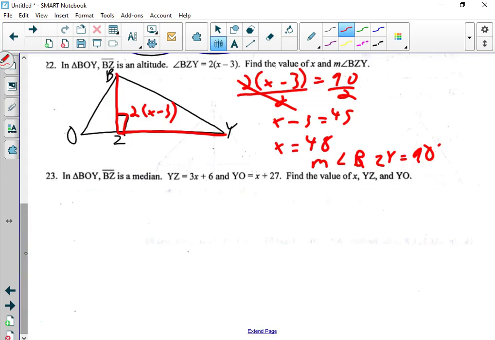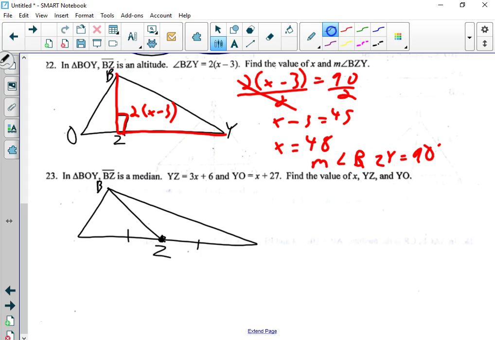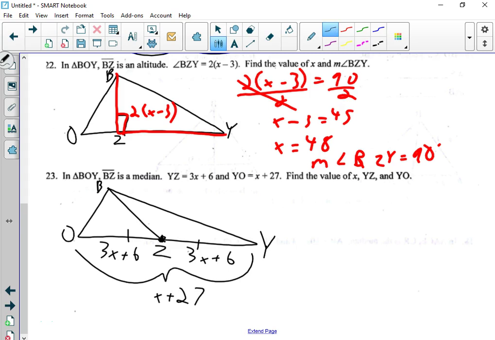Last but not least, we have a median. We got really long. Split it there. Draw the line. There's my B. There's my Z. OY. YZ. 3x plus 6. YO. Finally a tricky one. YO is this amount right here. Is x plus 27. Do not set them equal to each other. This is also 3x plus 6. So you either have to add them and get 6x plus 12, or say 2 times this equals the whole side.